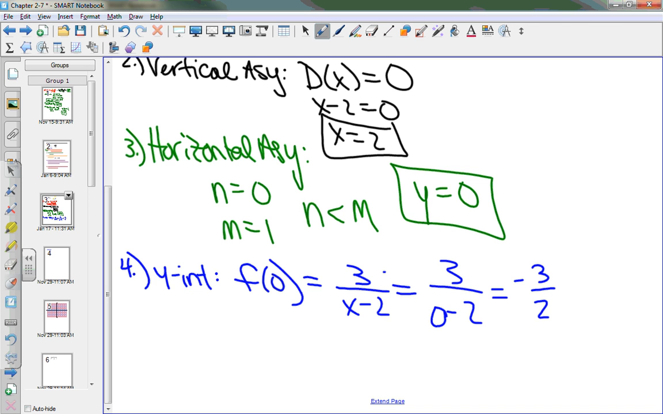Now, whenever I evaluate a function at a value, what am I actually getting out?